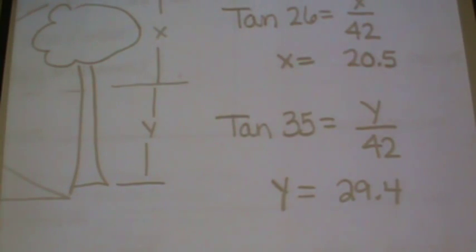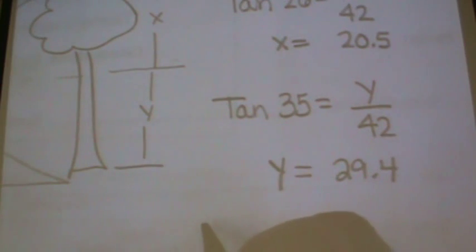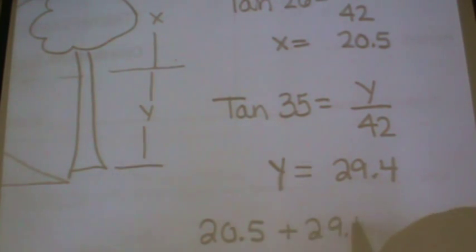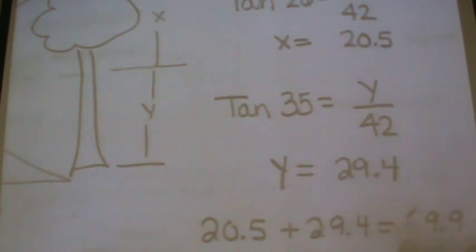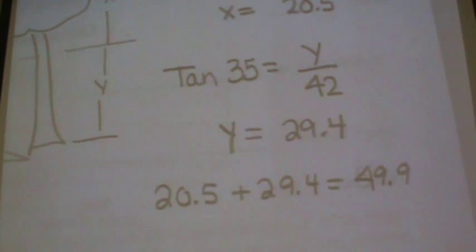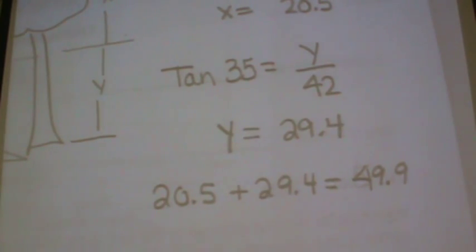So how tall is the tree then? What would you do? Add x and y. So 20.5 plus 29.4 is 49.9, sorry. 49.9 what? Dogs, cats, what? Meters.